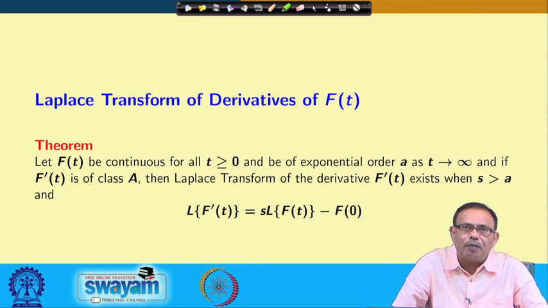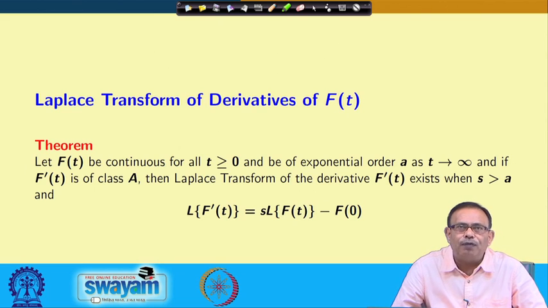Now, come to another property, that is Laplace transform of derivatives of f t. Let F t be a continuous function for all t greater than or equal to 0 and be of exponential order a as t approaches infinity. And if f dash t is of class A, please note f dash t is also piecewise of class A, means piecewise continuous and is of exponential order. Because if you recall class A, we defined like that, where class A will be those type of functions which are piecewise continuous and of exponential order.